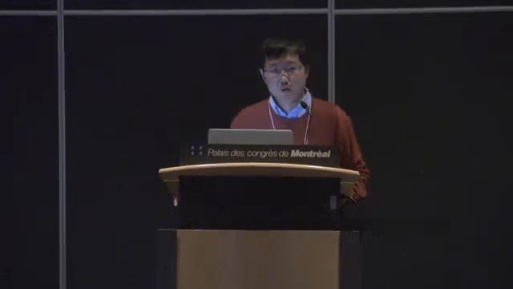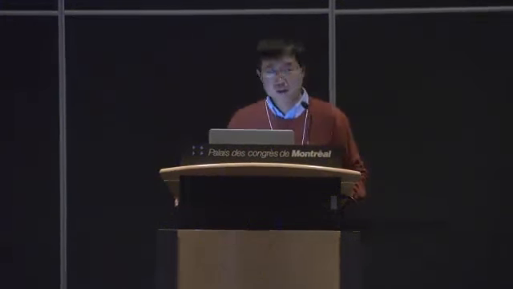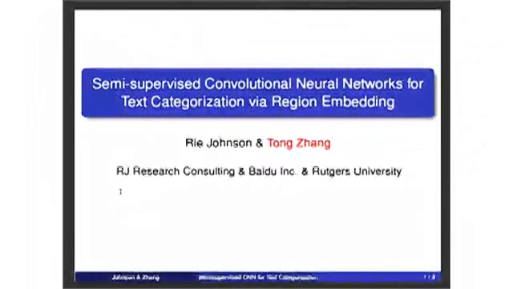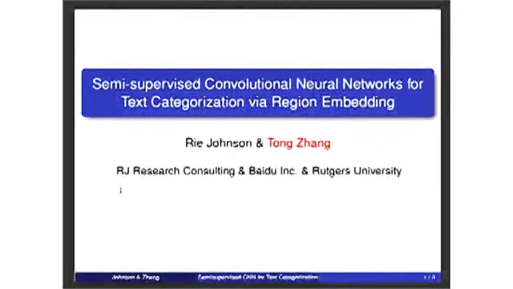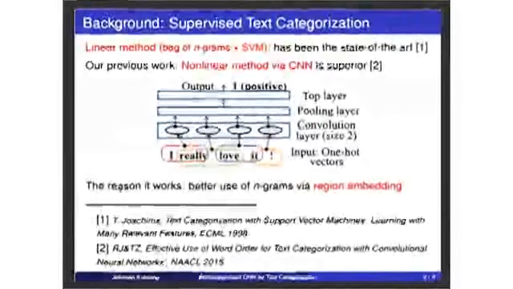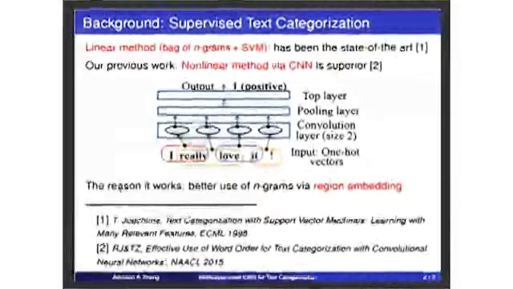So my name is Tong Zhang, and this is joint work with my long-term collaborator, Ria. We are looking at the text categorization problem, trying to understand whether neural nets can do better than what has been done for a very, very long time, the linear classifiers like SVM. So we did something on the supervised, and then we are moving to the semi-supervised. So this is mostly about the semi-supervised learning. But first, I will talk a little bit about what we did for the supervised text categorization.